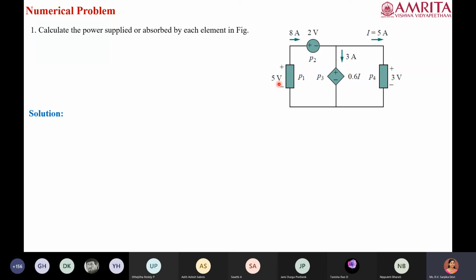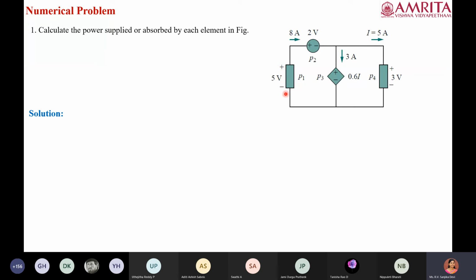It has a voltage of 5 volt across it, and we can see that these two elements are in series. The basic concept of series and parallel you have already learned in your previous semester, so I'm not going deep into that. If elements are in series, the same current flows through them. Here the current is 8 amps, so the same 8 ampere is also flowing through the first element.